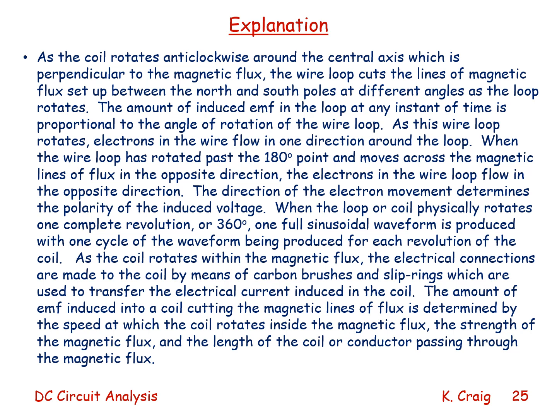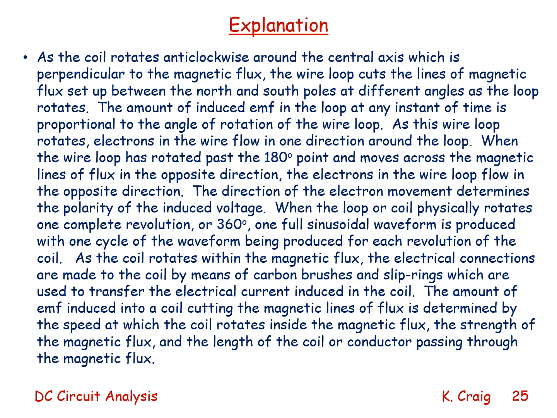The direction of the electron movement determines the polarity of the induced voltage. When the loop or coil physically rotates one complete revolution, or 360 degrees, one full sinusoidal waveform is produced, with one cycle of the waveform being produced for each revolution of the coil. As the coil rotates within the magnetic flux, the electrical connections are made to the coil by means of carbon brushes and slip rings, which are used to transfer the electrical current induced in the coil.